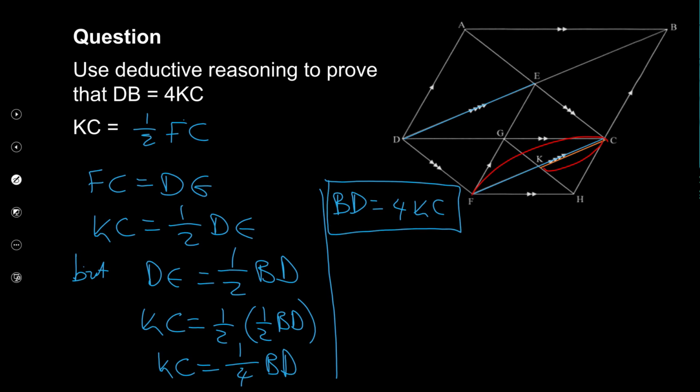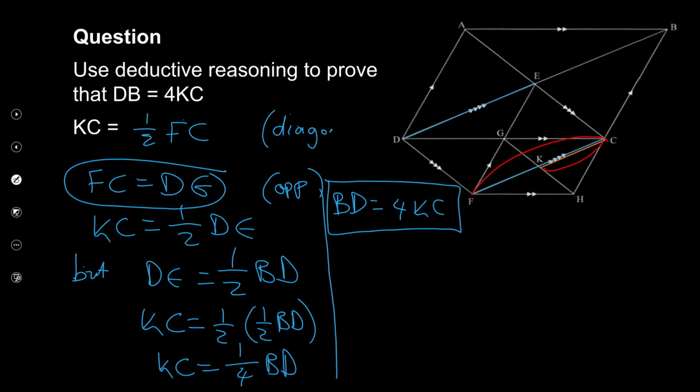So please make sure you're always going to write your reasons. The reason for FC being equal to DE will be opposite sides of a parallelogram. The reason why KC is equals to that is because we just substituted. Even here it will be diagonals of a parallelogram bisect.